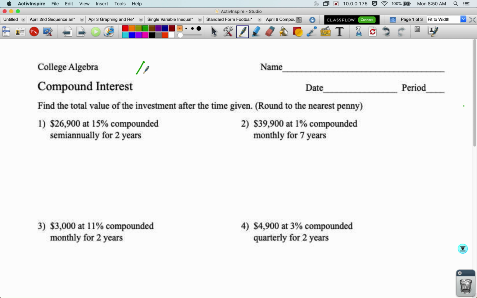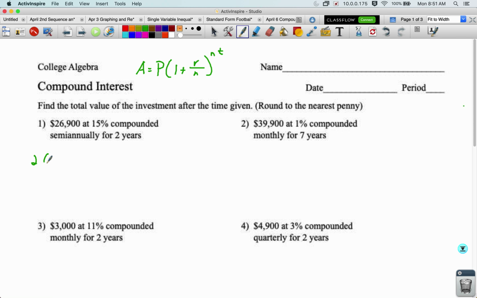That formula is A equals P, the initial amount, times 1 plus the rate expressed as a decimal. Don't add the 1 in here. This 1 over here is doing that job for you. Divided by n, the number of compounding periods per year, to the power of n times t, where t is the number of years. All right, so let's try plugging in number 1 into that formula.